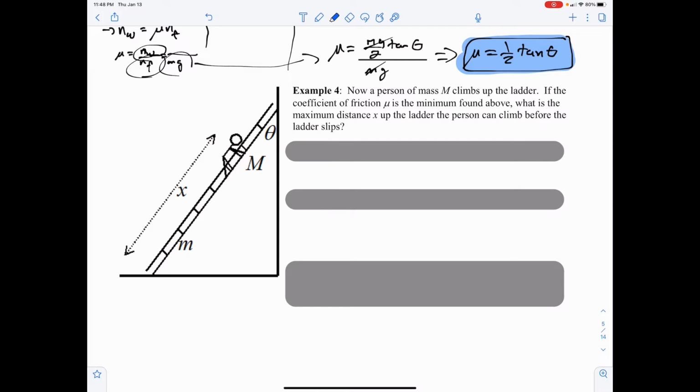Find the forces acting on this ladder. You have the normal force from the wall. You have the normal force from the floor. You have friction equal to mu times normal force. You have the weight of the actual ladder, which is mg, and then you have the weight of the person, which is a bigger mg. So you got those going on.